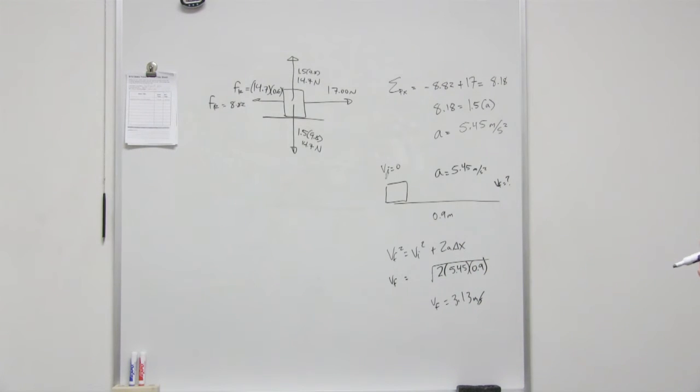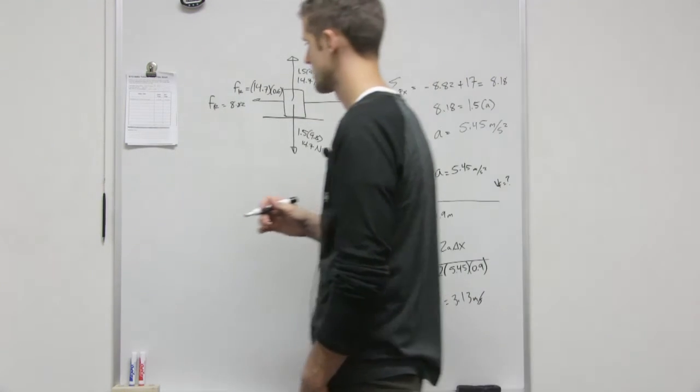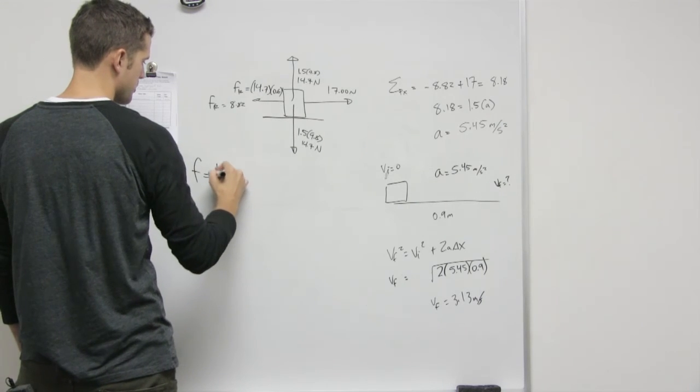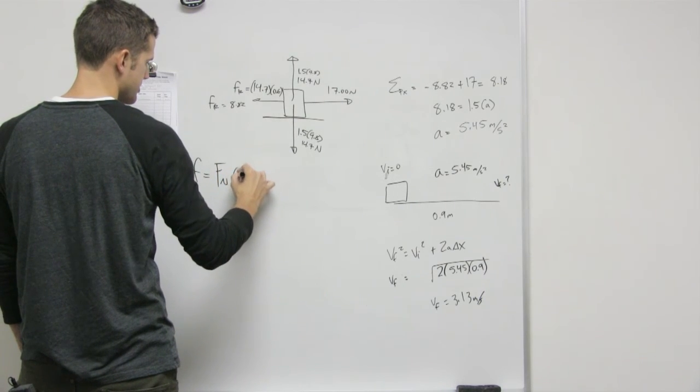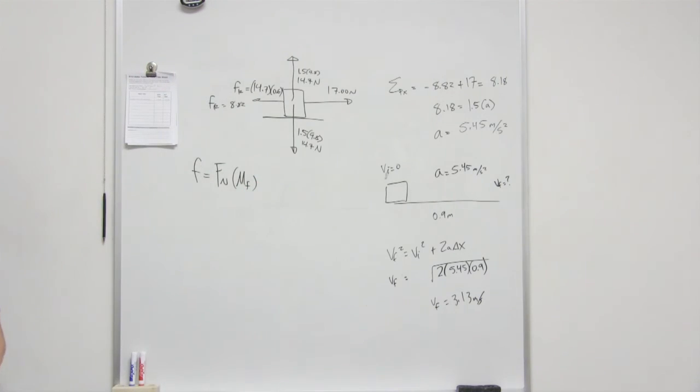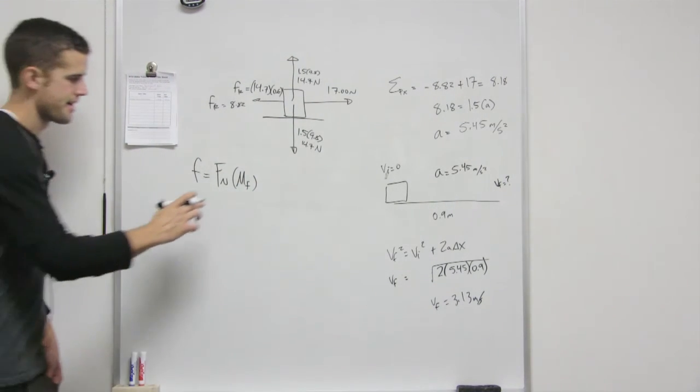Alright, so I think what was holding me back on that one was how to figure out the friction. I did that wrong on the test. So friction is always going to be, whatever kind it is, your normal force times your coefficient of friction. So kinetic, static, whatever it is. I'll put that on my card real quick.